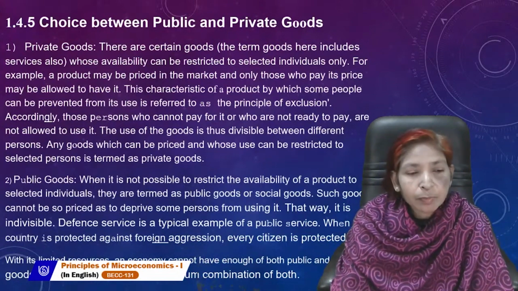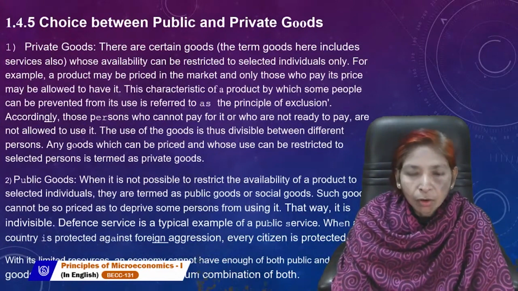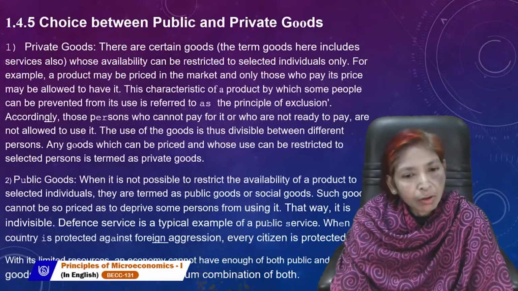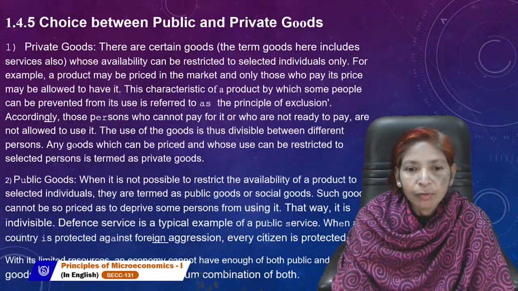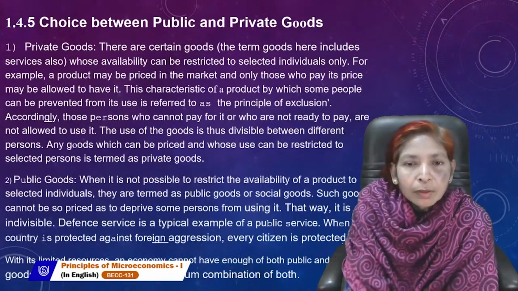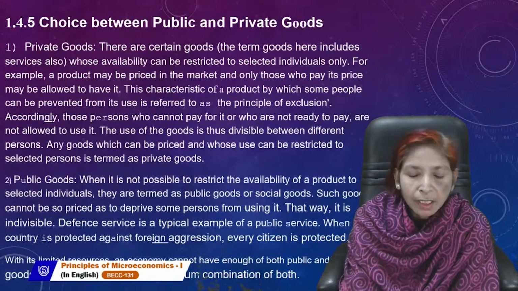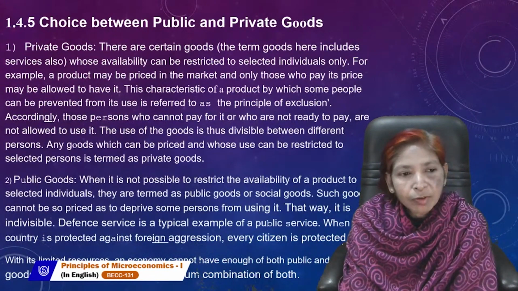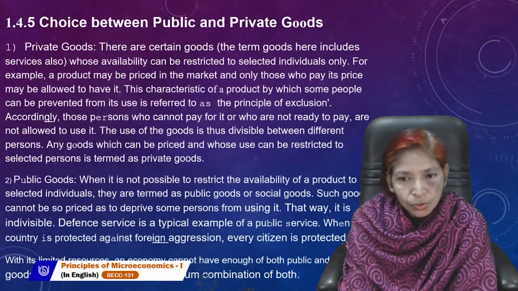And second type of good is public goods. Public goods are those goods which are available for all, not for only those persons who have purchasing power. Public goods are available for all, like government hospitals, government schools. Who have not too much money income to pay for private goods, they can take public goods. So when it is not possible to restrict the availability of a product to selected individuals, they are termed as public goods or social goods.